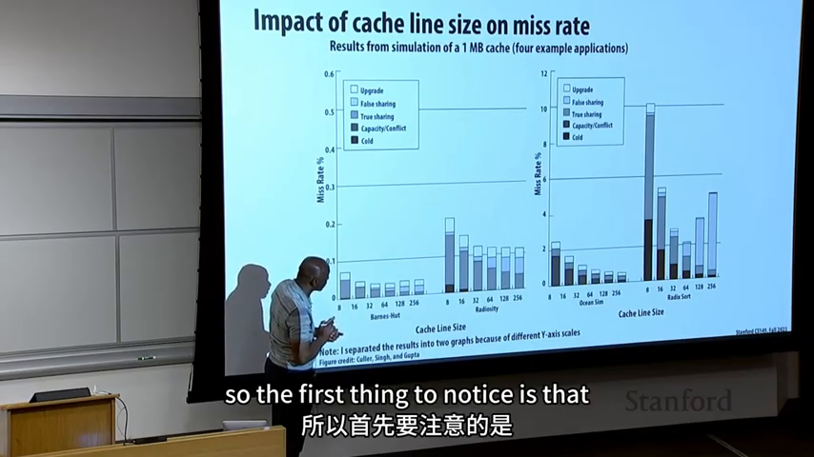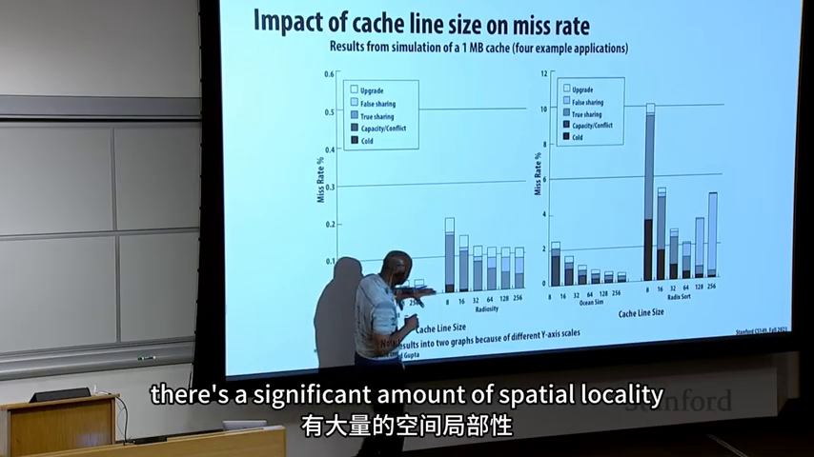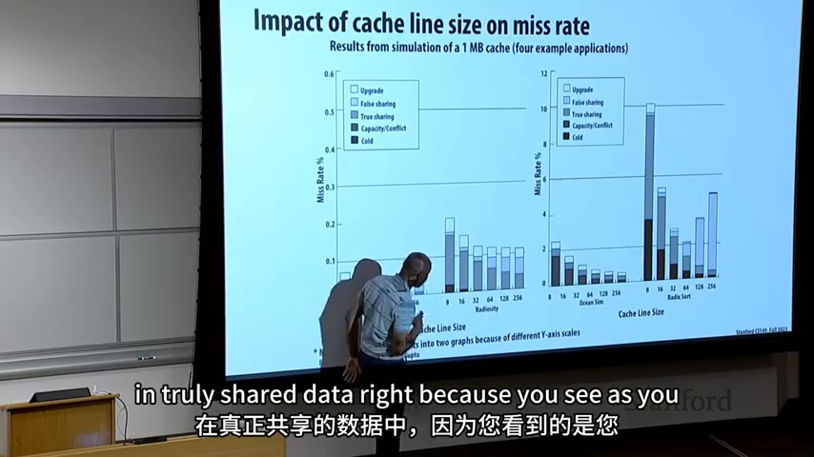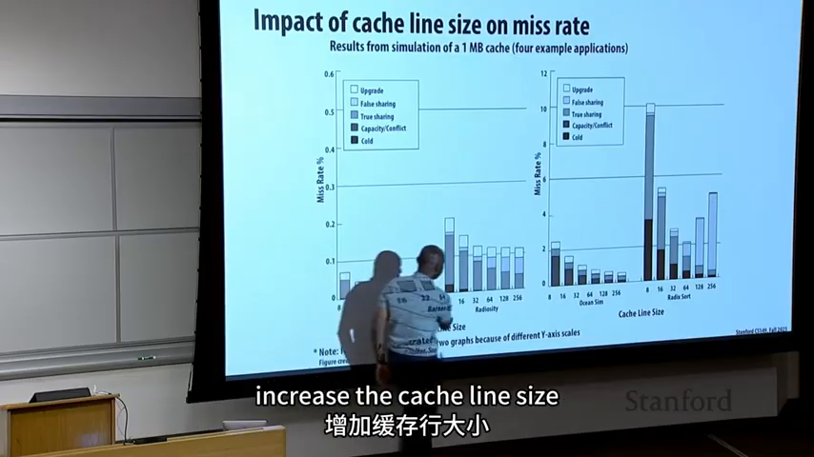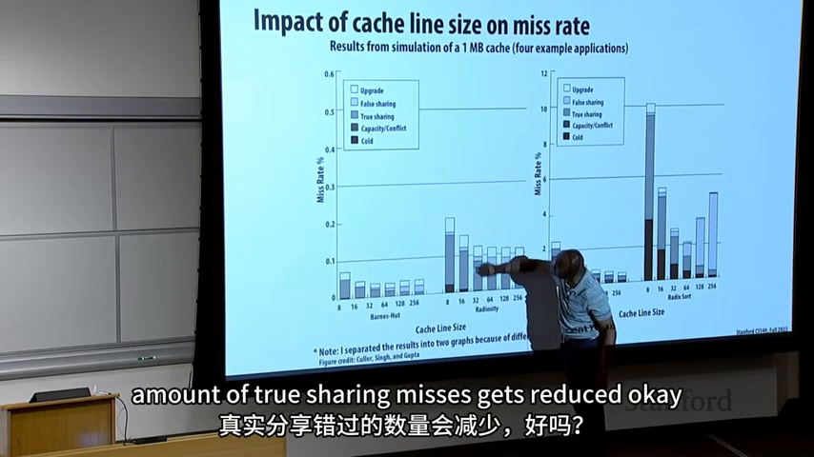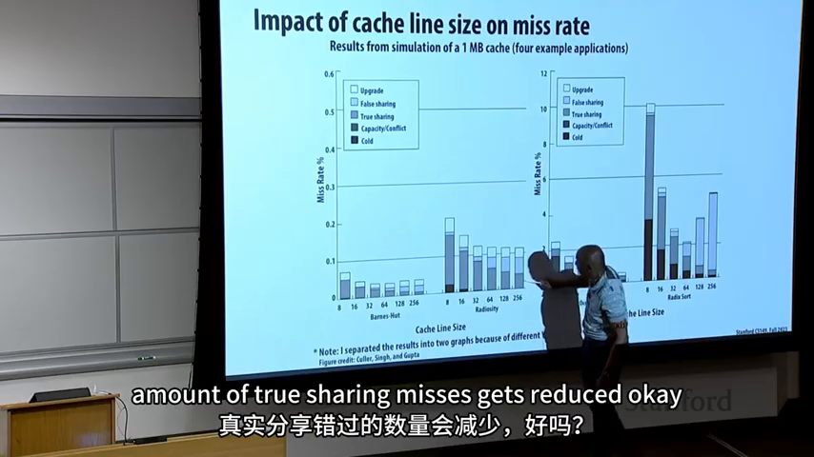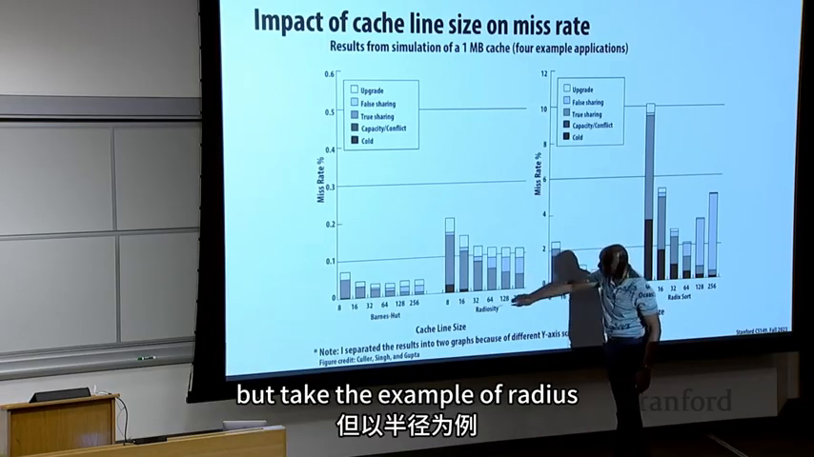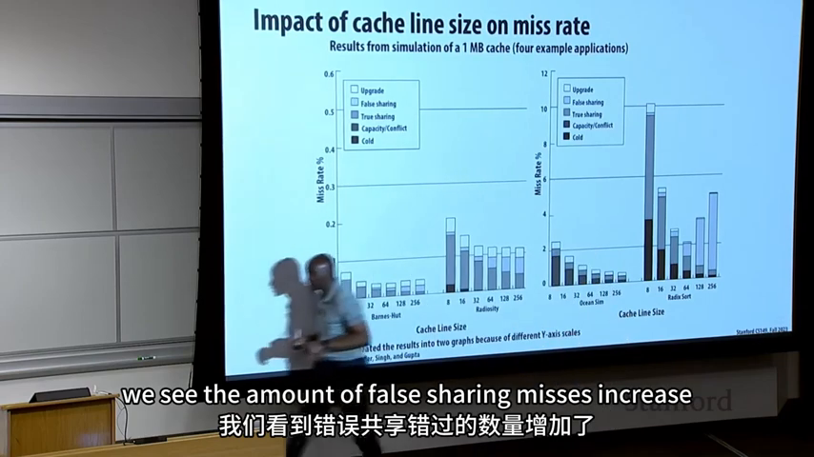So the first thing to notice is that there's a significant amount of spatial locality in truly shared data, because as you increase the cache line size, the amount of true sharing misses gets reduced. But take the example of radiosity, we see the amount of false sharing misses increase.